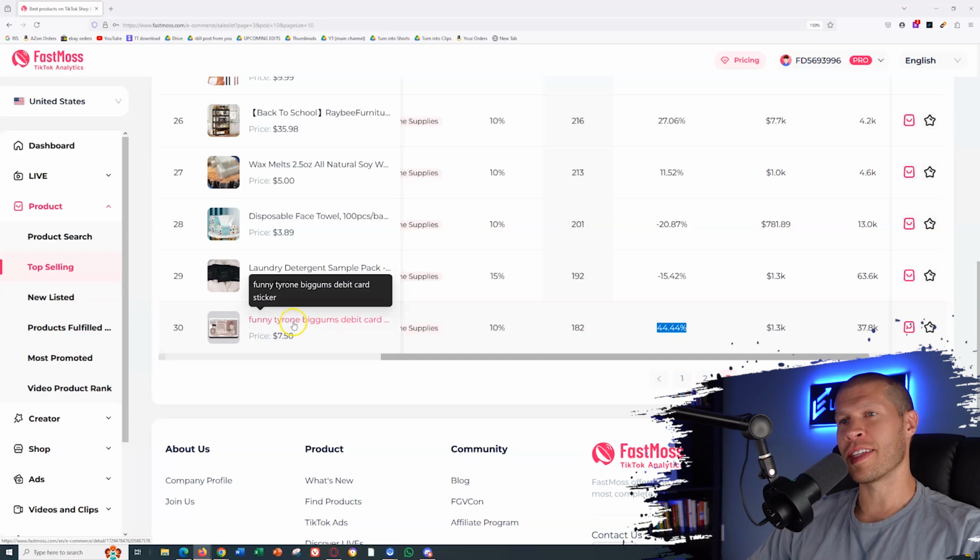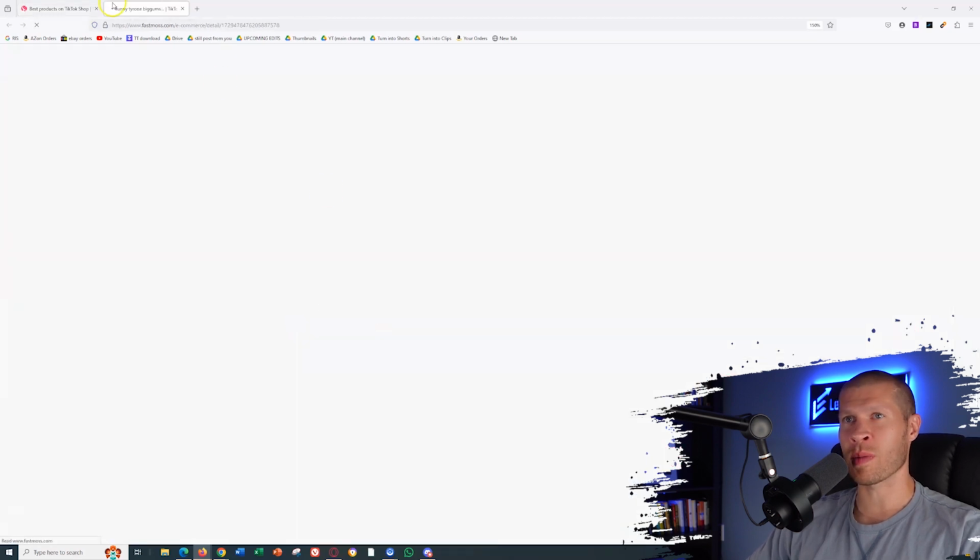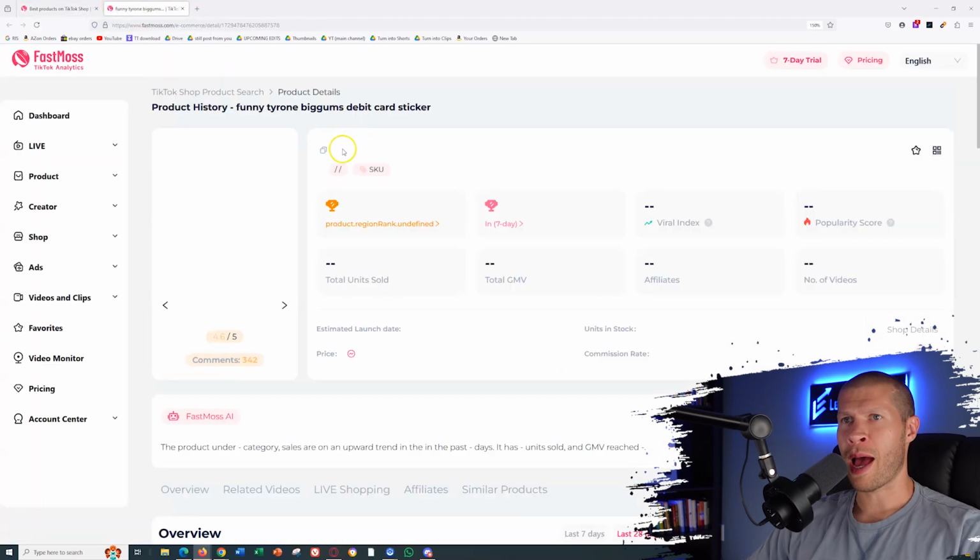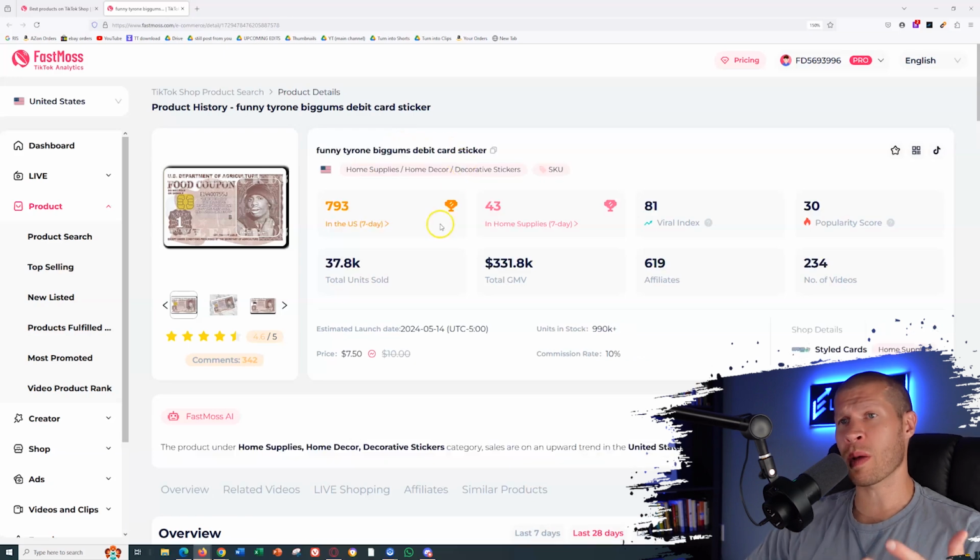Tyrone Biggums' debit card. So anybody that doesn't know, that was Dave Chappelle's, I believe, skit. Absolutely hilarious. And this would be something that wouldn't be that difficult to actually manufacture ourselves, or obviously drop ship if you weren't trying to build a brand around it. You could do both with this software.